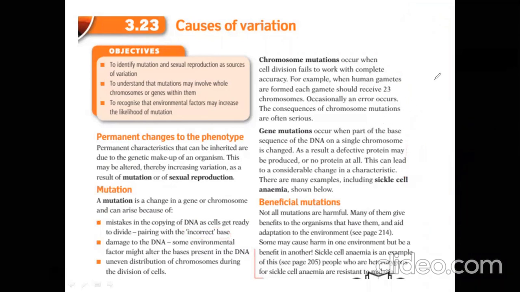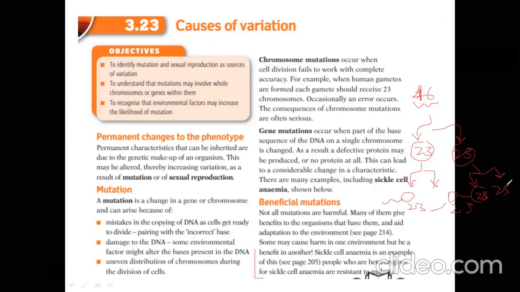What does it mean? Normally, for example, this is our somatic cell, right? And testis. So it will convert into 23 and then 23. Am I clear? And all the gametes that will form are supposed to have 23 chromosomes. All should have what? 23 chromosomes. Am I clear? All should have 23 chromosomes like this. Normally it happens like this.